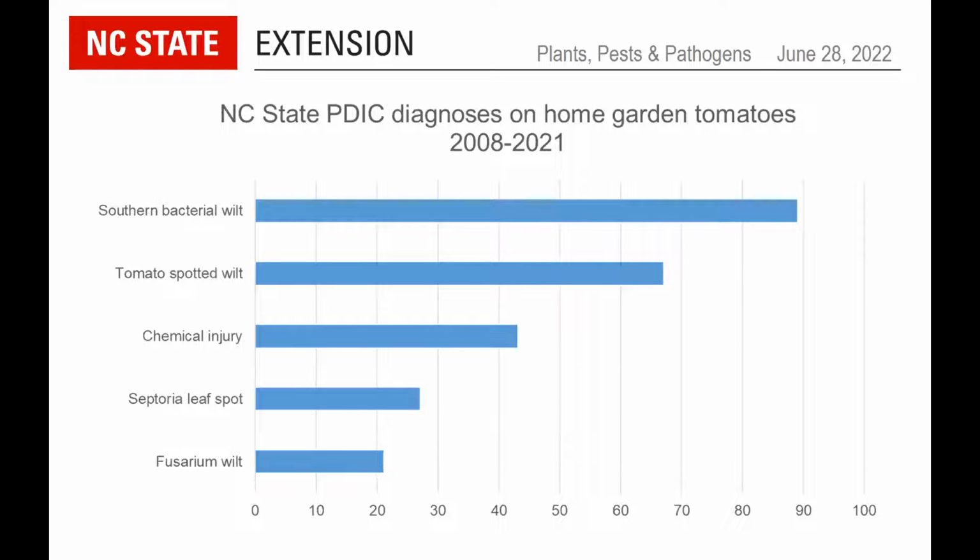Now, just if you think about the averages here, divide any of these numbers by 14 and you get the average number of times that we've seen it. So once you get below 14 on the list here, it means something we're seeing less often than once a year on average on home garden tomatoes in North Carolina. So let us see a little bit about each of these.